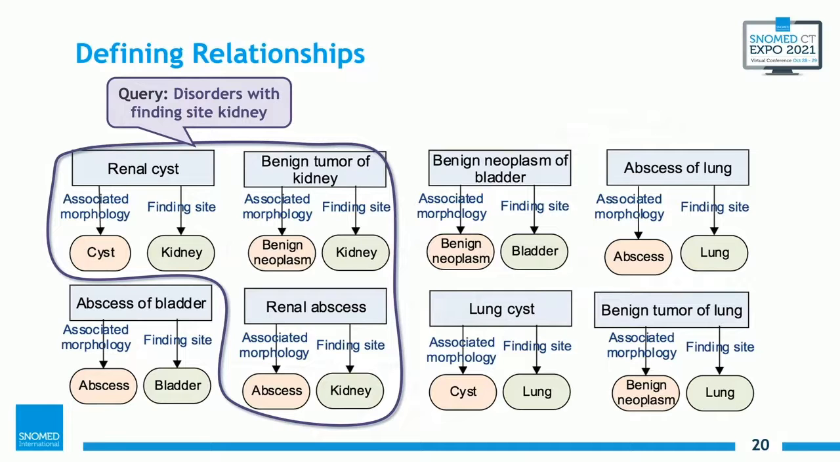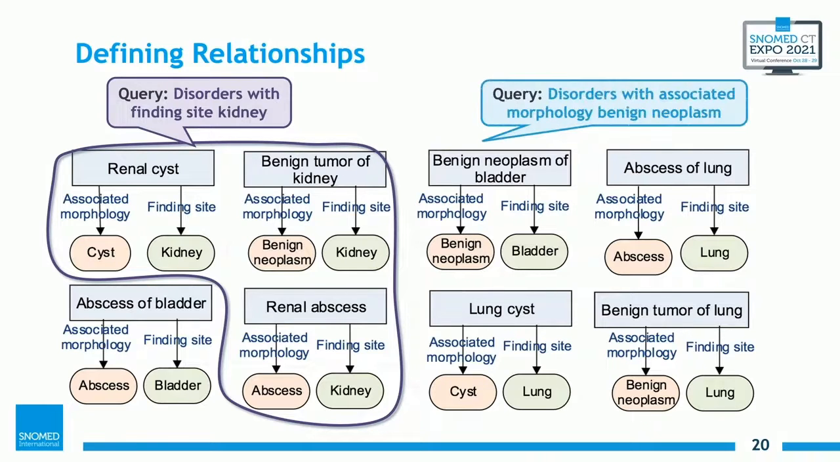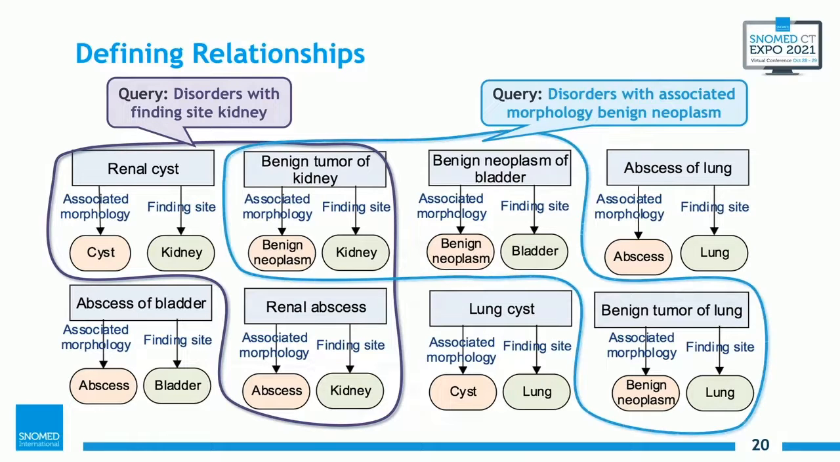And then we might want to do a second query to match on all those findings which have a benign tumor morphology. So we're looking for concepts with an associated morphology of benign neoplasm. If we run this query against our small substrate of concepts, we can see that there are 3 concepts that match this query. They are benign tumor of kidney, benign neoplasm of bladder, and benign tumor of lung.